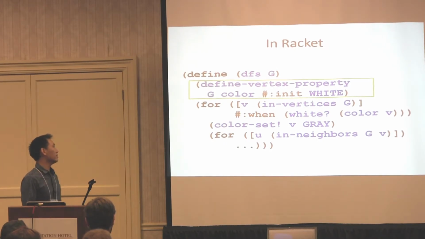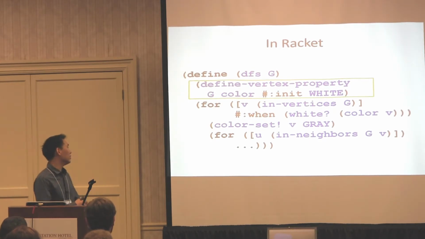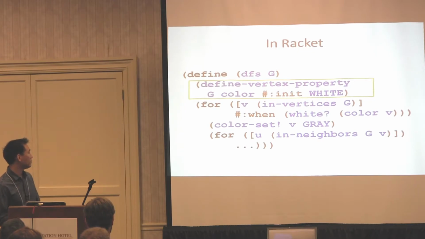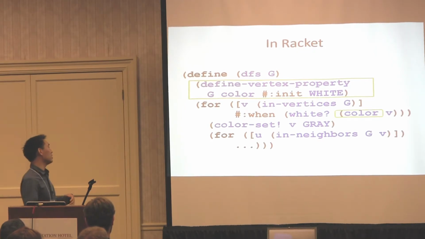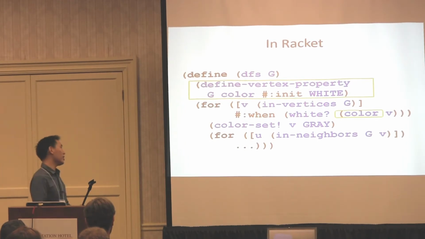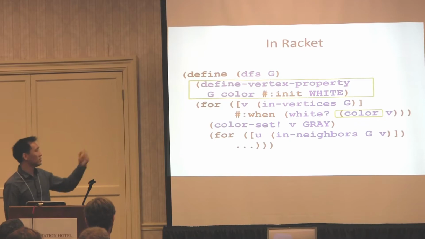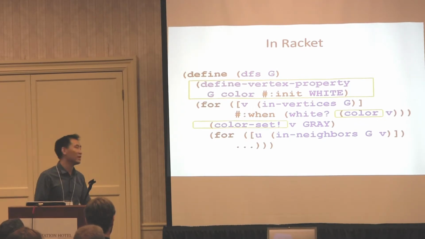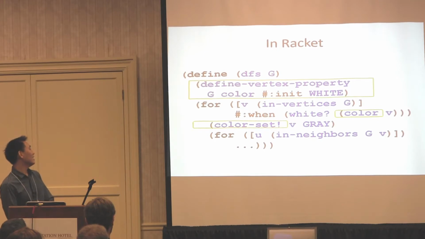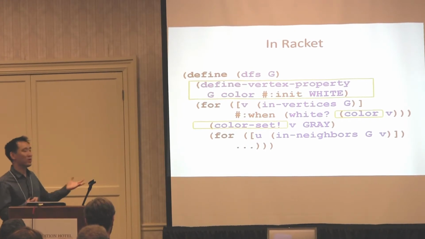So there's a define vertex property form that takes a graph, that's G here, a name, and here it's color, and here I'm initializing all the vertices to white. And so here is the beginning of a depth first search algorithm. In the library, if you define a property, then it also defines getters and setters. The getter here is named color, and the setter is named color set. And so it's very easy to define a depth first search function that pretty much matches the description on the previous slide.